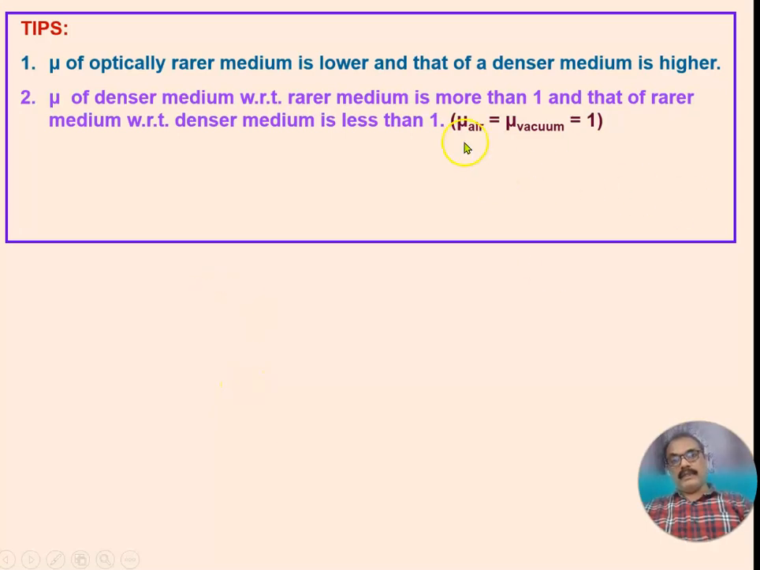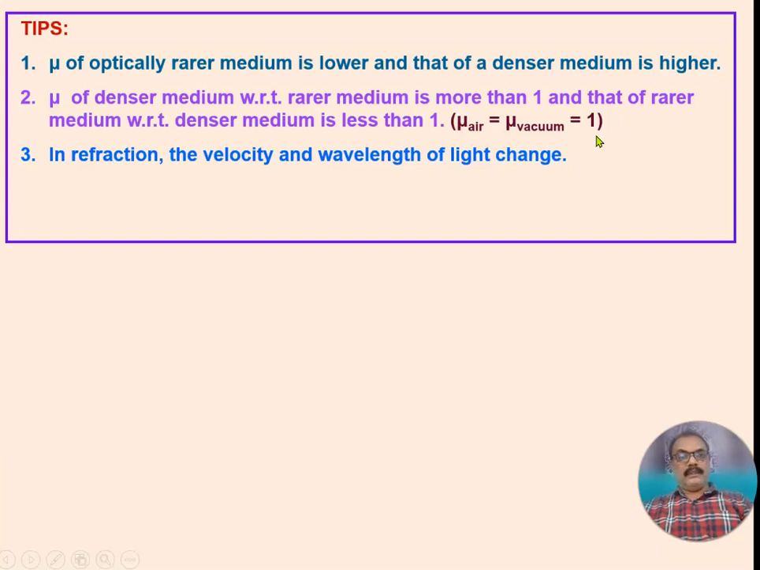Again, second one is air and vacuum. They will be considered equal to 1. This all you have to remember. The velocity and wavelength of light change when it goes from one medium to another medium, due to which there is a deviation in the path.